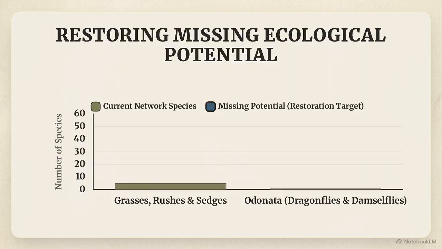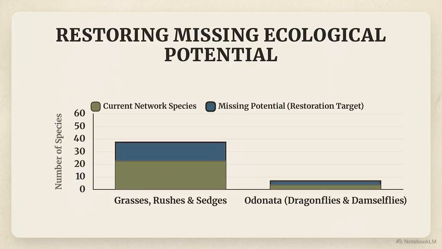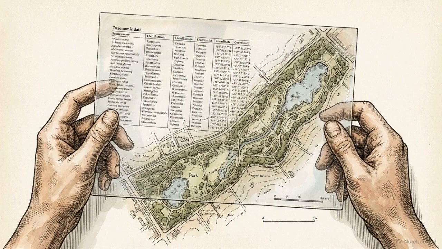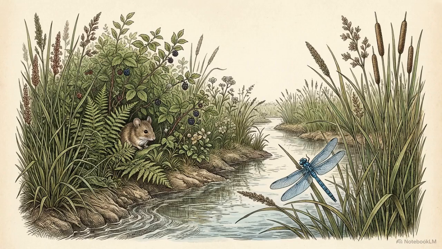The specific targets for restoration are visible in the missing percentages of the survey data. Reading data as a diagnostic map rather than a final grade provides the specific information needed to steer habitats past their historical constraints toward true ecological balance.